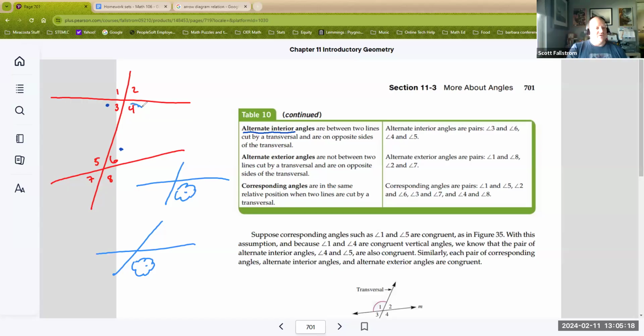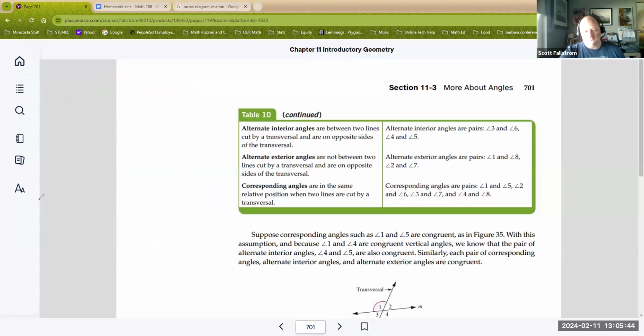So if you look at angle 4 up here, think about where it would correspond to down here, and you'd say, oh, well, that's going to correspond with number 8, in that same location generally. So 4 and 8 are called corresponding angles. Same with 2 and 6, same with 1 and 5, and same with 3 and 7. They all form these corresponding groups. Okay. All right.